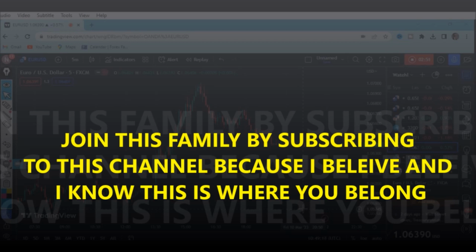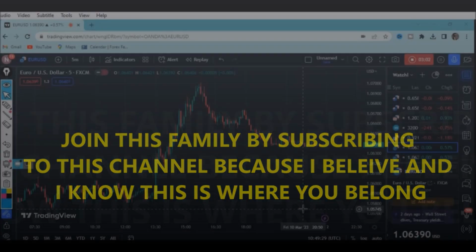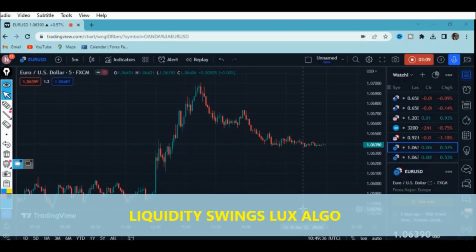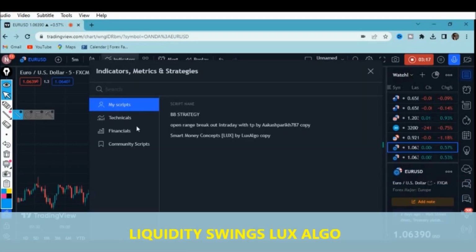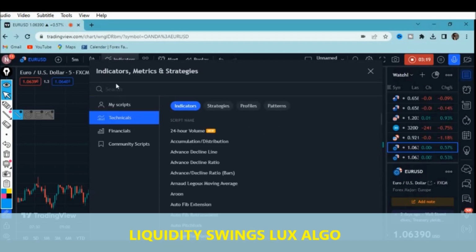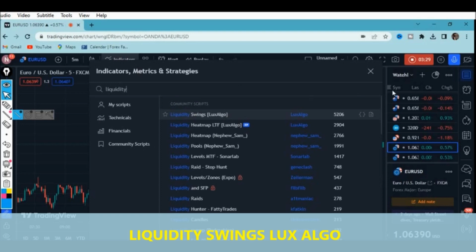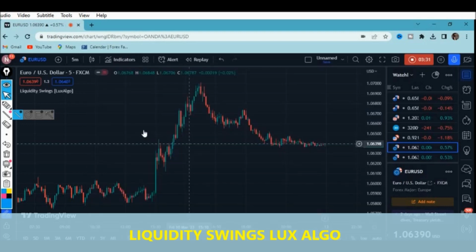Okay, so guys, before I insert the indicator on my chart, I would tell you that when it comes to liquidity, the indicator I prefer right now is Liquidity Swings by Lux Algo. But how good is it? You understand me? So guys, right away, let's add the indicator to our charts. I'm just going to click on the indicators tab, type Liquidity Swings Lux Algo, and click on it. This is how it's going to appear on your charts.